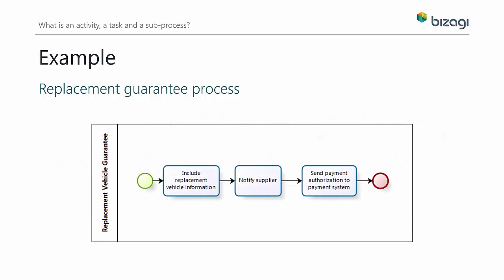In this process there are the following activities: include replacement vehicle information, notify supplier, send payment authorization to the payment system. However, in this process there are some activities that are carried out with human intervention and others that are not. The first element considered in BPMN is activities.